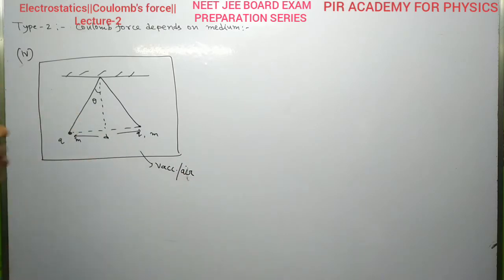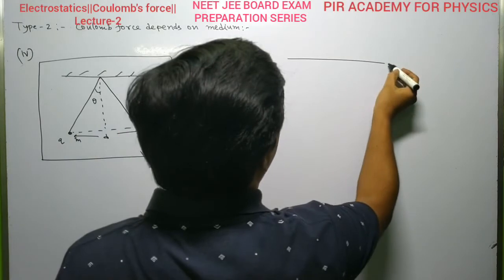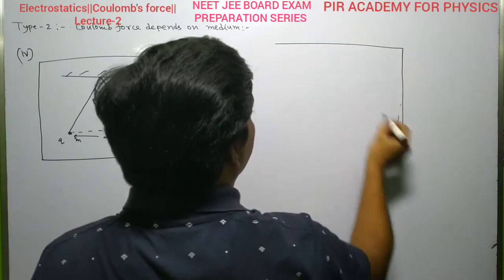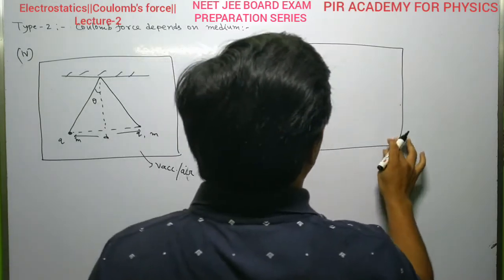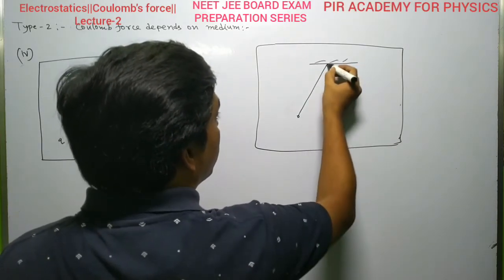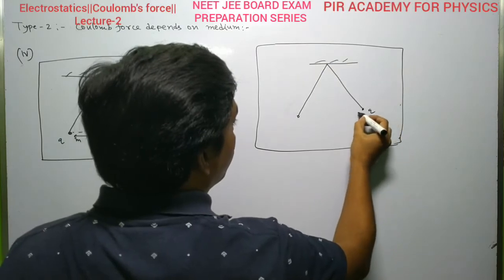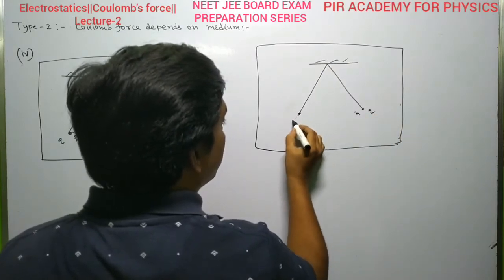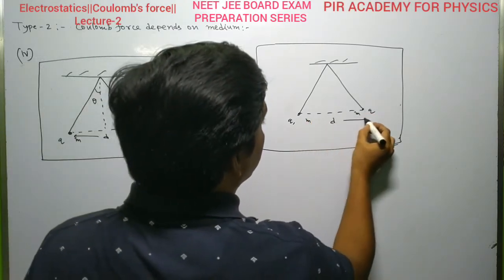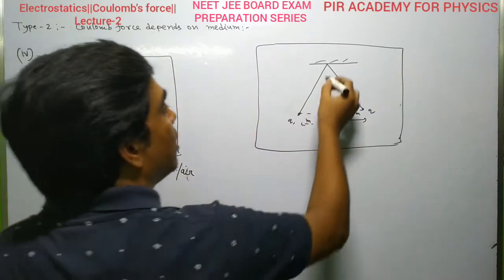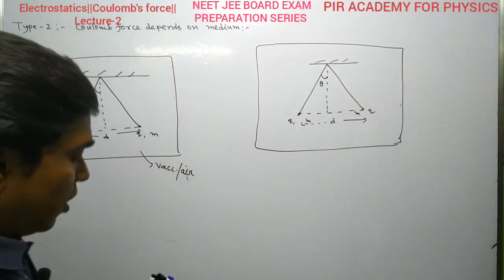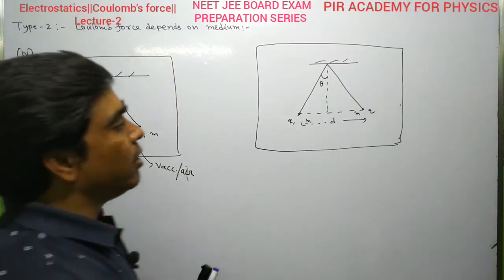If the same system is placed in a liquid, here is charge Q, mass M, and here is charge Q, mass M. The distance between the two charges is D, and here theta is the same. The same system is placed in a liquid.